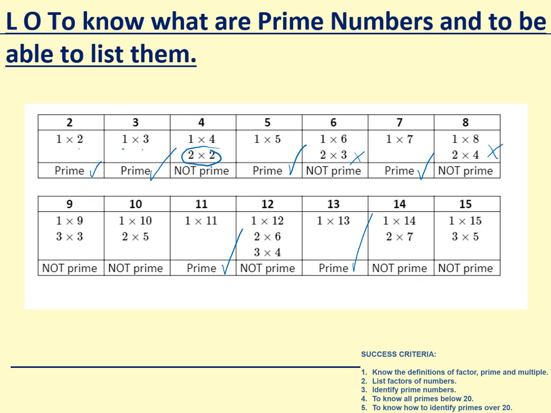Other primes under 20 are 17 and 19. So the primes under 20 are 2, 3, 5, 7, 11, 13, 17, and 19. And these numbers you need to memorize. You need to know them by heart.